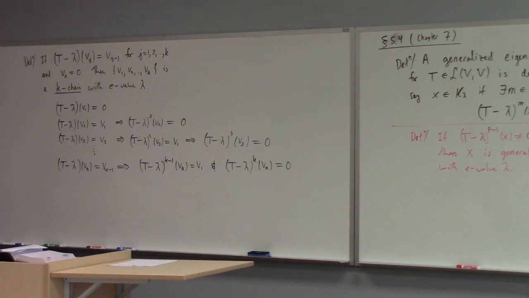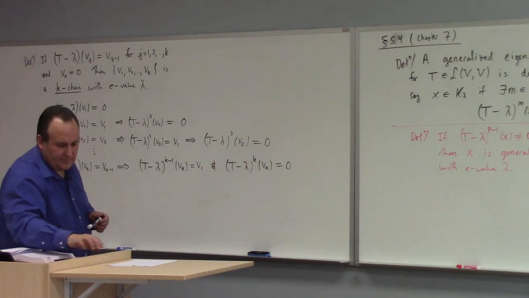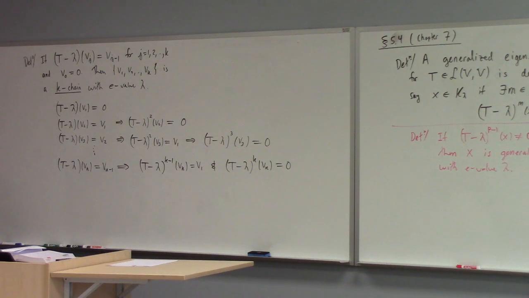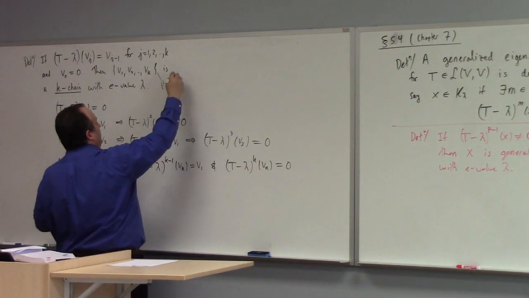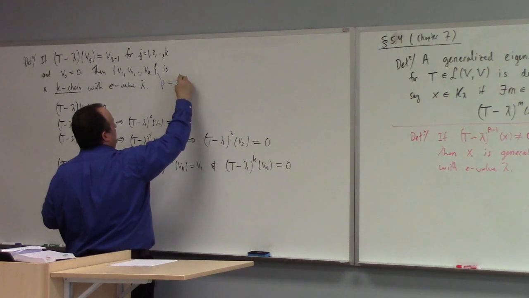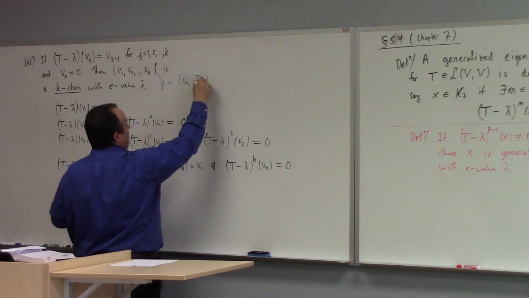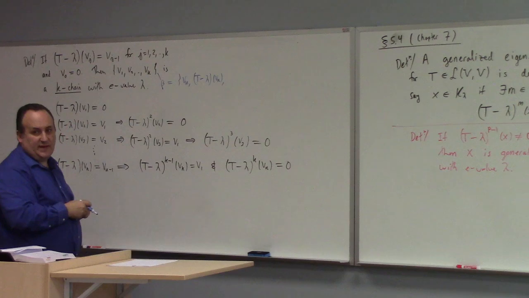But maybe I should. Let's see here. How can I rewrite, if I call this thing beta, I can rewrite this as what? This is vk, and then what? T minus lambda vk, right? Because that's vk minus 1.